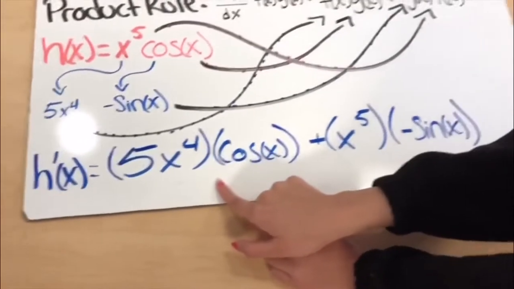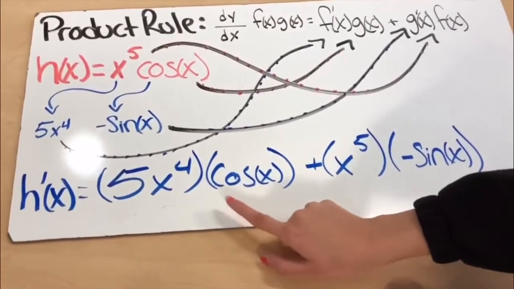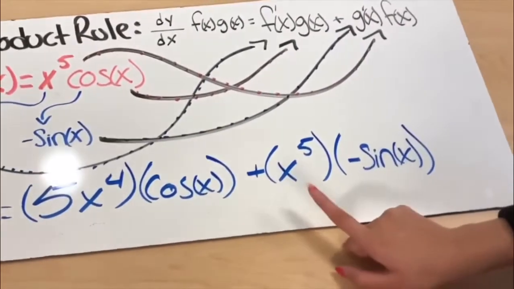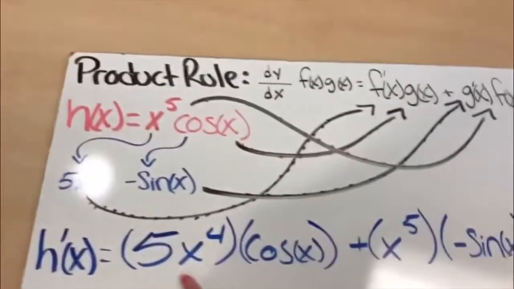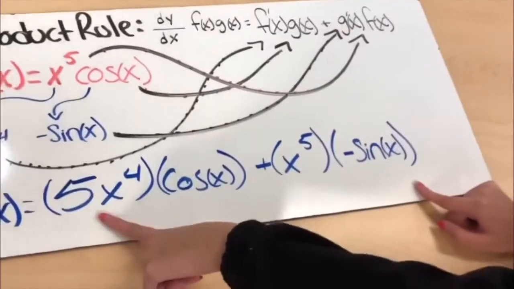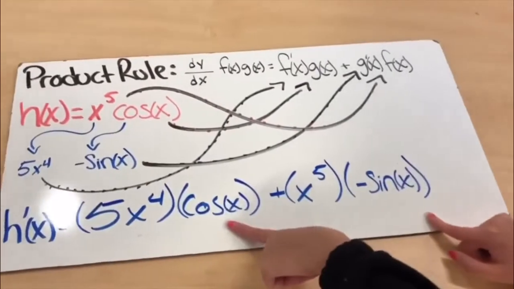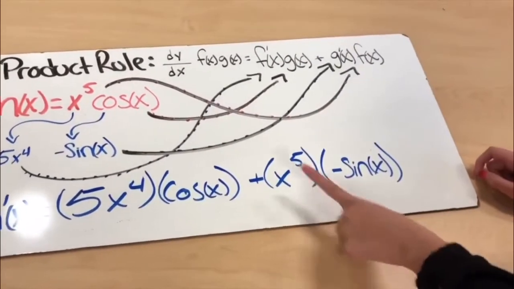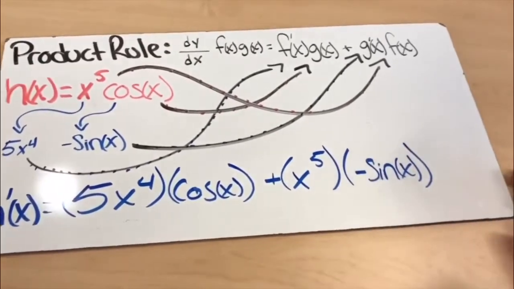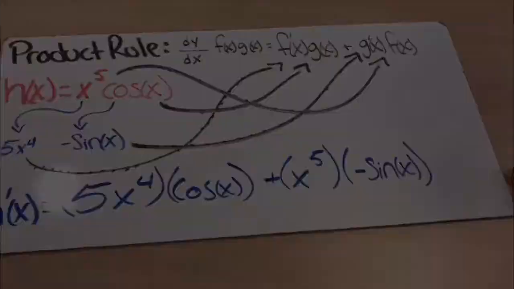So when you write that out, that would be 5x to the 4th times cosine x plus x to the 5th times negative sine x. So the derivative of x to the 5th times cosine x plus the derivative of this times x to the 5th.